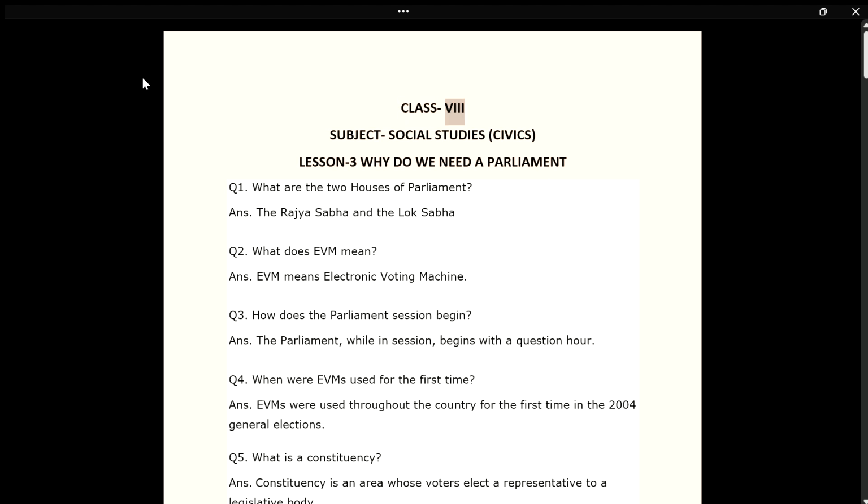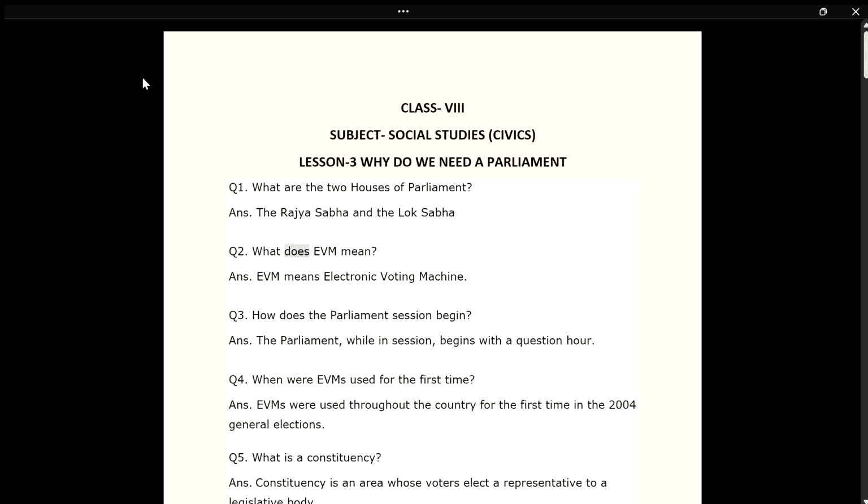Class 8. Subject: Social Studies, Civics. Lesson 3: Why do we need a parliament? Q1. What are the two houses of parliament? Ans. The Rajya Sabha and the Lok Sabha.